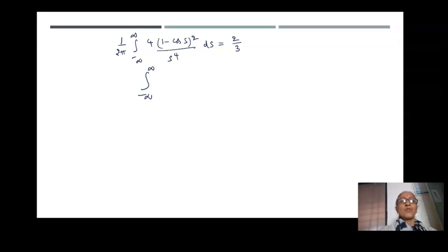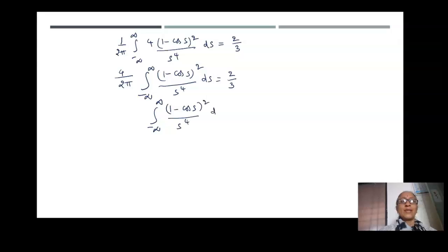So we can write it as 1 by 2 pi integral minus infinity to infinity 4 into 1 minus cos s whole square upon s power 4 ds equal to 2 by 3. Taking the 4 outside, 4 by 2 pi integral minus infinity to infinity 1 minus cos s whole square upon s power 4 ds equal to 2 by 3. So the integral minus infinity to infinity 1 minus cos s whole square upon s power 4 ds equal to 2 by 3 into 2 pi by 4, which is equal to pi by 3.